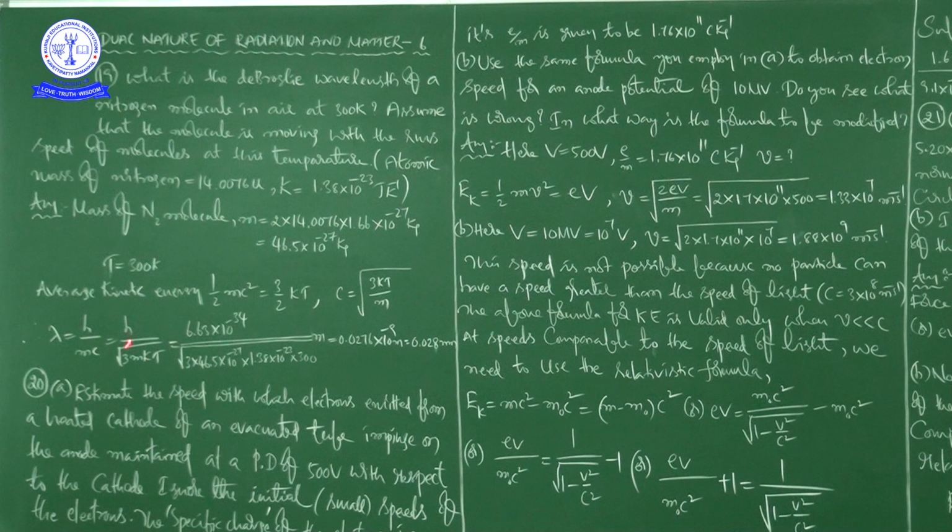then C is equal to square root of 3 kT by small m, okay, right? Therefore lambda is equal to h by mc. Next, in place of C we write this value. Then by substituting the given values and the small m we calculated, finally we get the de Broglie wavelength of a nitrogen molecule in air at 300 Kelvin as 0.028 nanometers, okay, right?